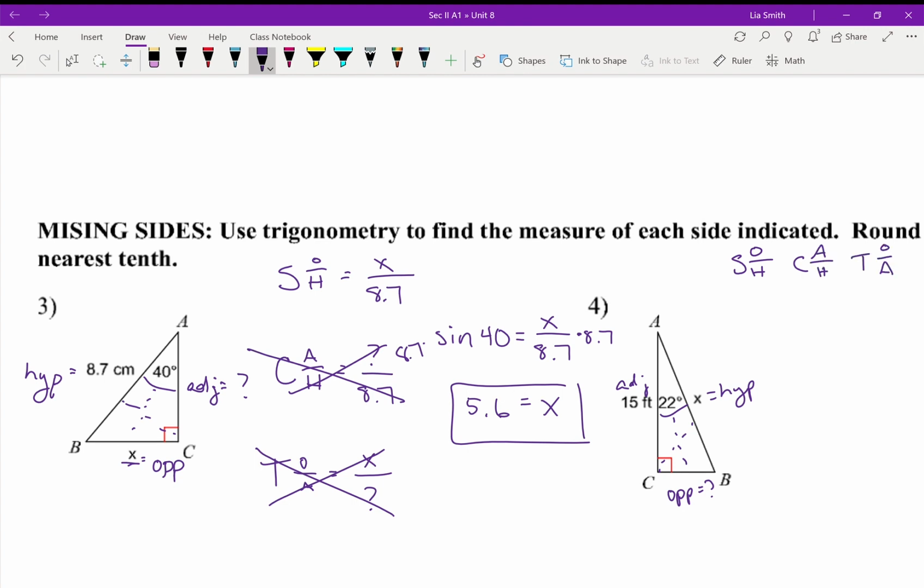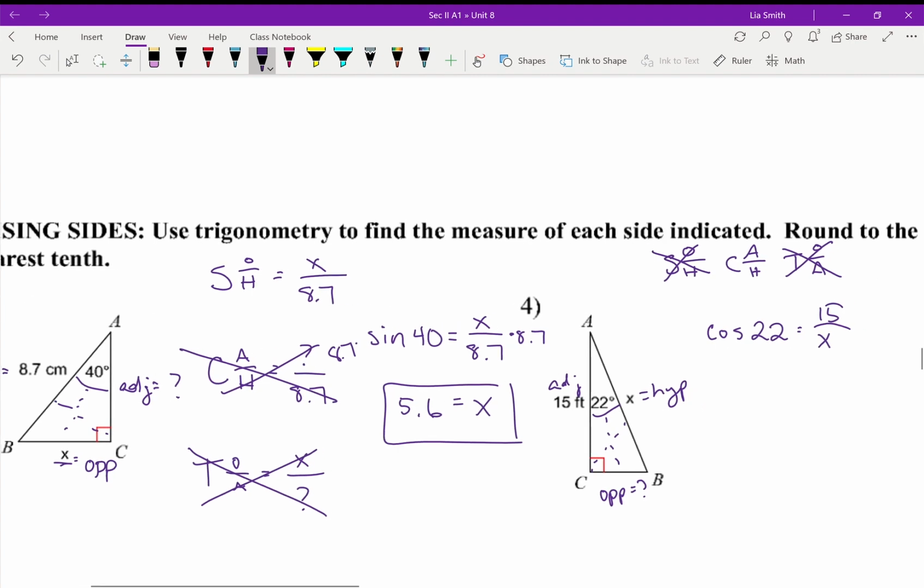Well, I don't have the opposite side, so immediately that takes away those two options. So this is a function where I'm going to use cosine. So cosine of 22 equals, and then this would be adjacent, which is 15, over hypotenuse, which is X. So now we get to solve for X.